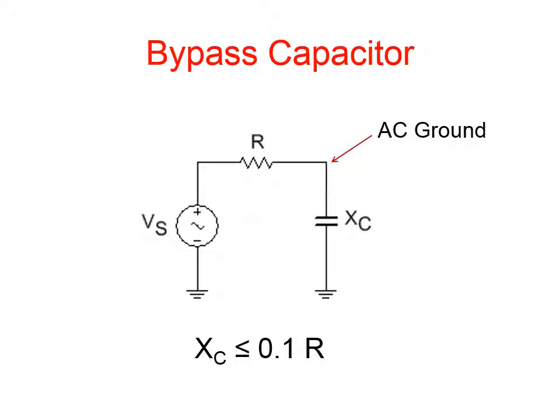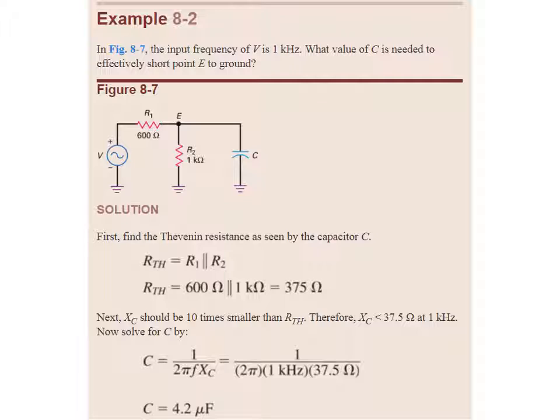So another kind of capacitor that's used a lot in these amplifiers is what's called a bypass capacitor. XC here is much, much less than 0.1 times R. There is another example. If you have an input frequency of 1 kilohertz, what value of C is needed to effectively short point E to ground? This is the function of a bypass capacitor, basically to short this to ground. You get much more amplification if you can do this. So first we use Thevenin's theorem to find the resistance seen by the capacitor C. That's simply R1 and R2 in parallel, 375 ohms. Then we can use the same formula to calculate what C is. Turns out that it's 4.2 microfarads.